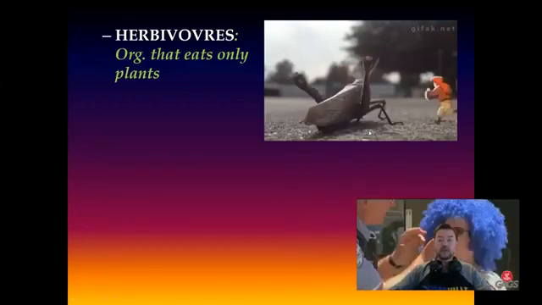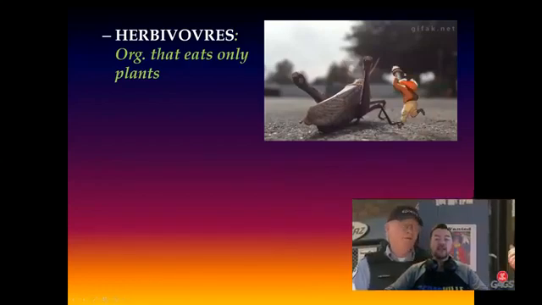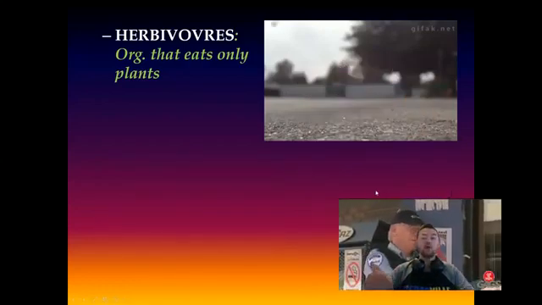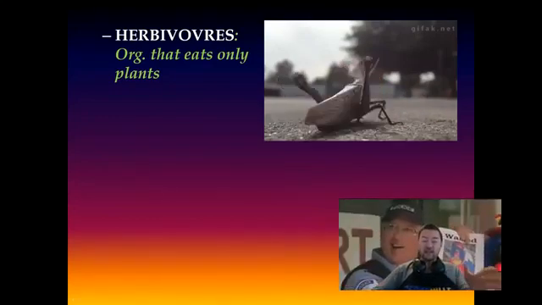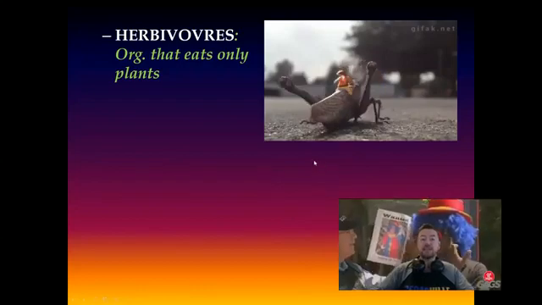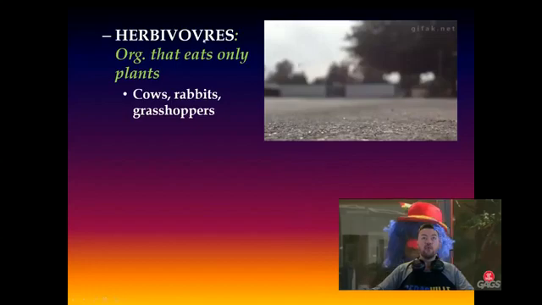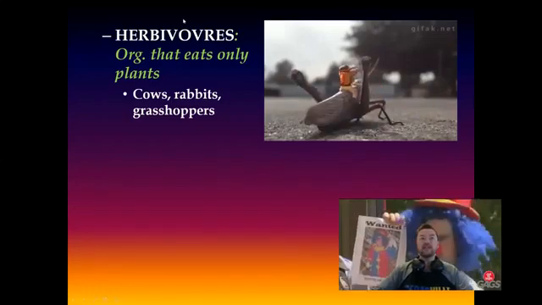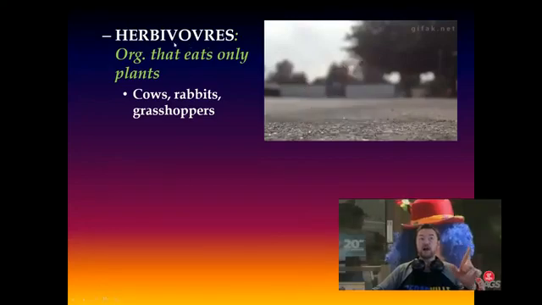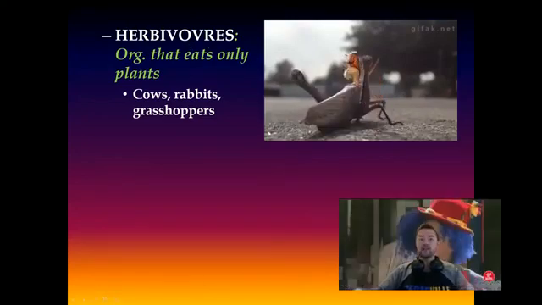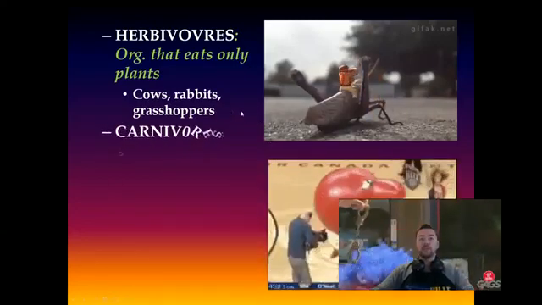Herbivores are the first ones. They are the organisms that eat only plants. So think of any animal out there that eats only plants, something like a goat. They don't eat other animals. Kind of hate to see that, but they only eat other plants. They eat plants, so we call them herbivores. Vor means to eat, so they eat plants. Herbivores, not herbivores, I spelled that wrong. But this includes things like cows, rabbits, and grasshoppers.